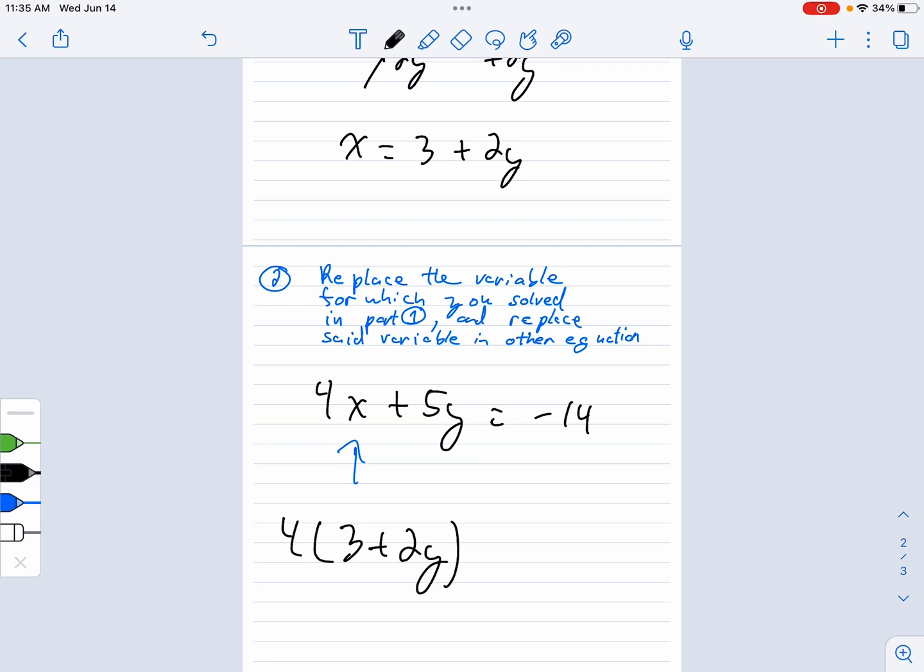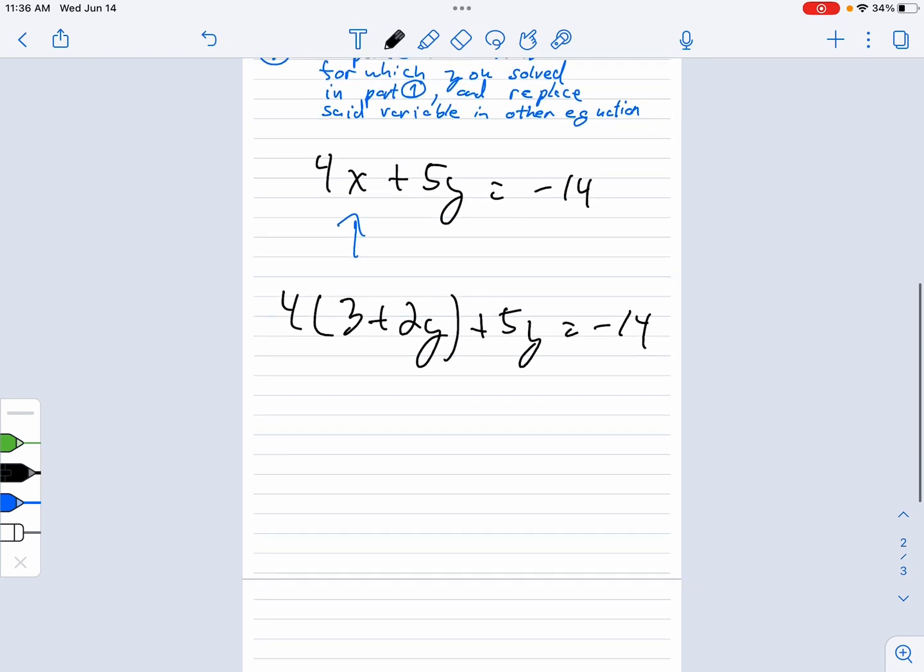Okay, so whatever you solve for in part 1, whatever that variable is, you're going to take the variable in the second equation and replace it with what the variable in part 1 equals. So that x becomes 3 plus 2y. And the goal here is that you have an equation in one variable. And step 3 here, if you can call it, is solve the equation.